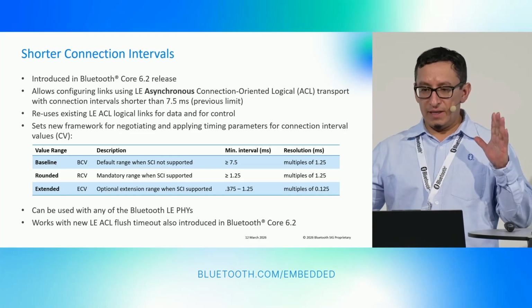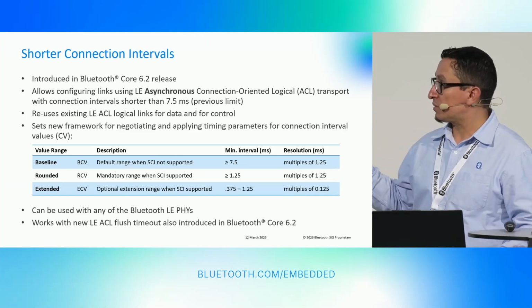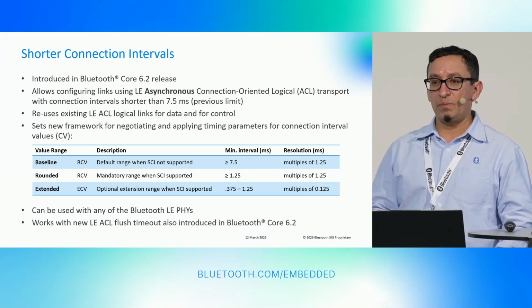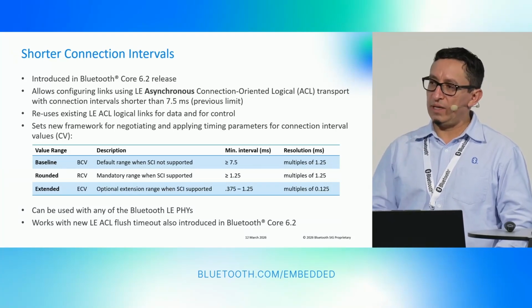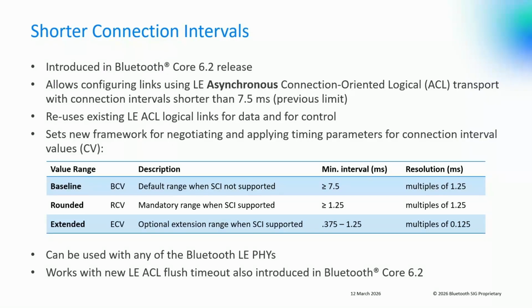In the context of HID SCI, these are the important things to understand about shorter connection intervals. SCI was introduced with Bluetooth Core 6.2 late in 2025. SCI allows configuring links using the ACL transport with connection intervals shorter than 7.5 milliseconds, which used to be the previous limit for Bluetooth LE. SCI reuses existing LE ACL links for data and for control.